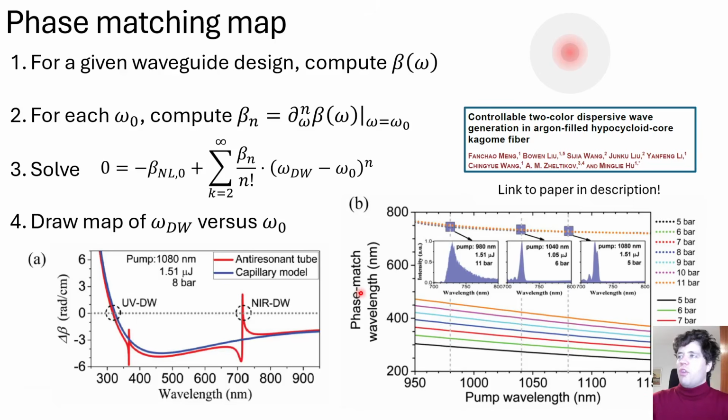And so you can simply repeat this process for all possible values of the input frequency and then draw this map of all the resonant frequencies that arise. So for example, in this case, we can see that if the pressure is 5 bars, then if they launch light with a carrier frequency of 980 nanometers into this hollow core fiber, then they can expect dispersive waves to arrive around 300 nanometers and 750 nanometers up here. And we can also see that for this particular case, the UV resonant frequencies are much more sensitive to the pressure than the near infrared frequency is up here.